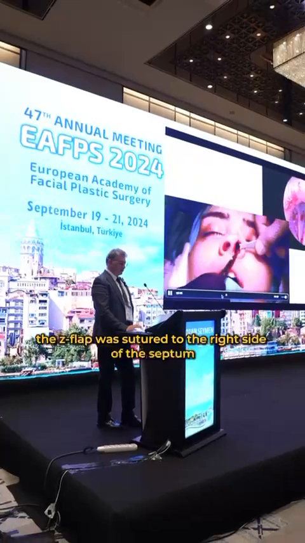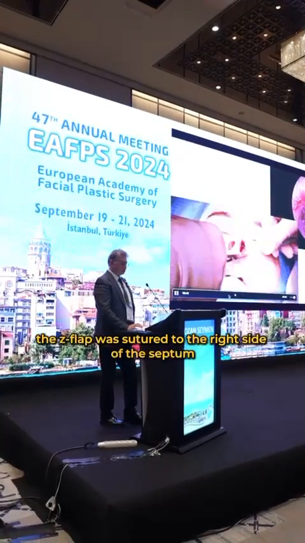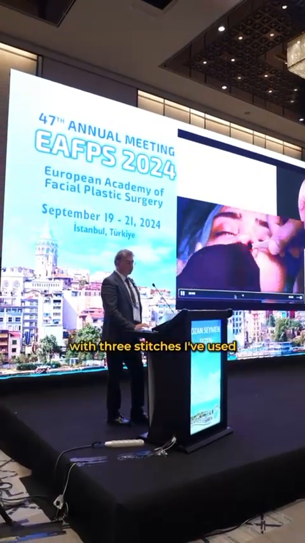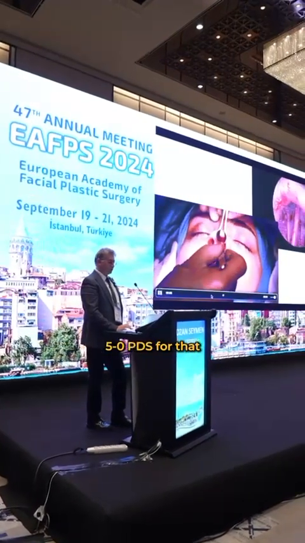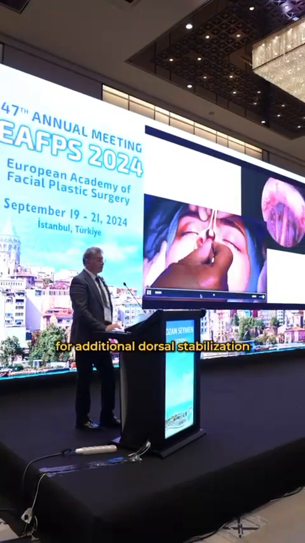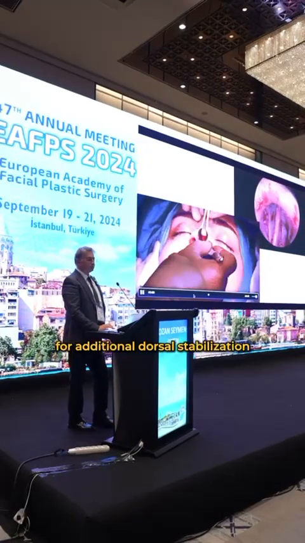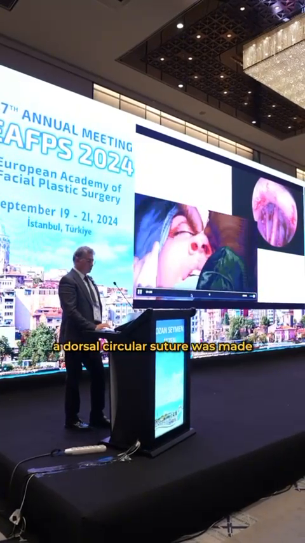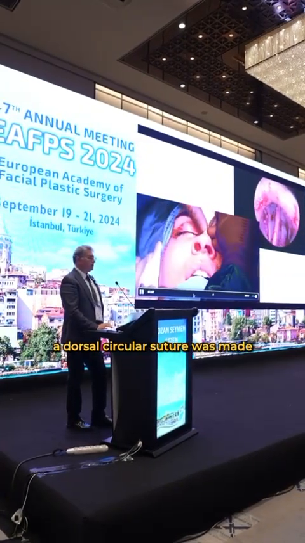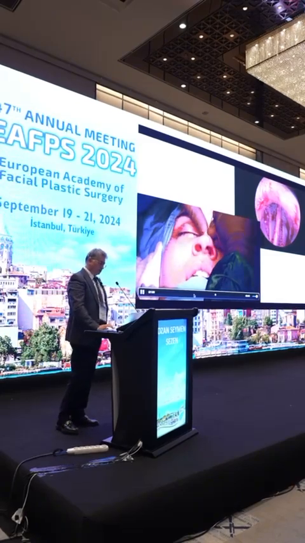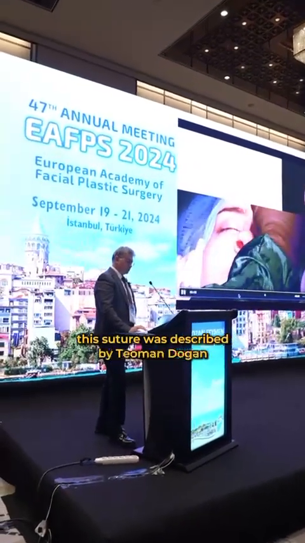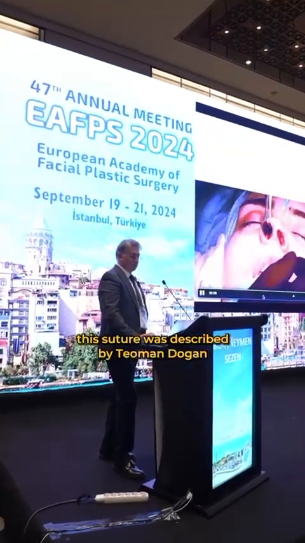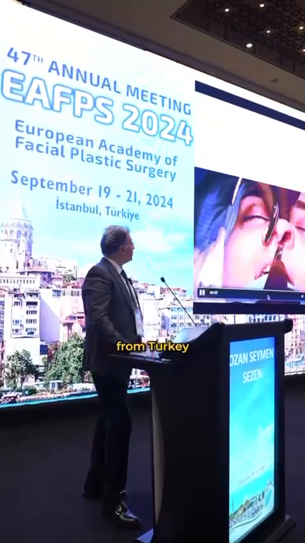Then Z flap was sutured to the right side of the septum with 3 stitches. I've used 5 OPDS for that. For additional dorsal stabilization, a dorsal circular suture was made. This suture was described by Teoman Doğan from Turkey.